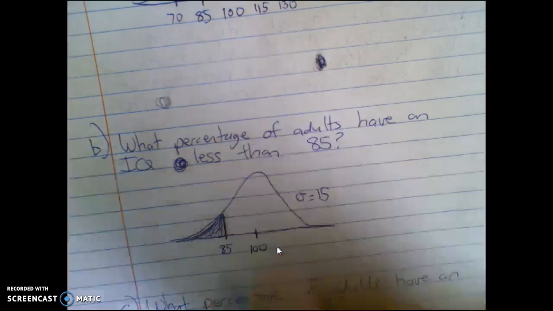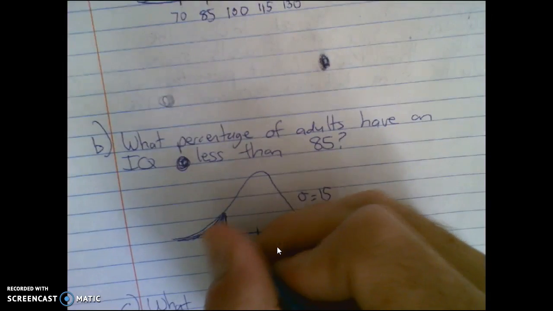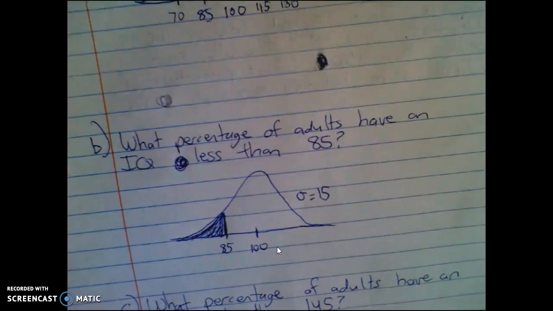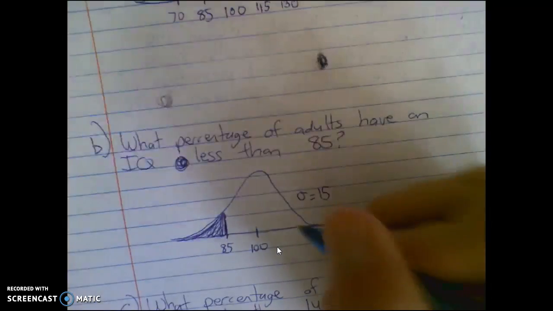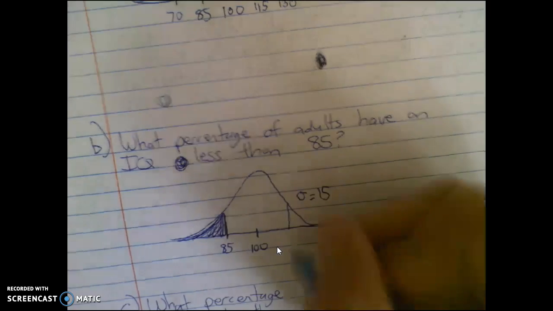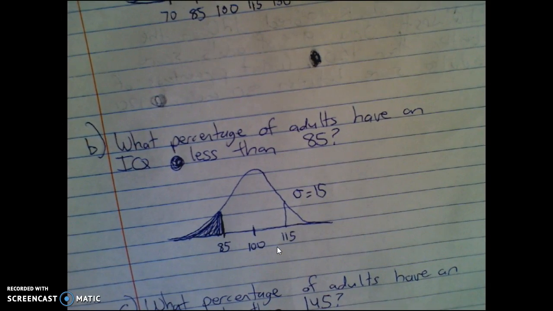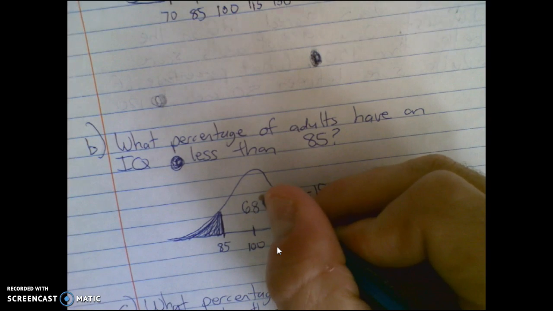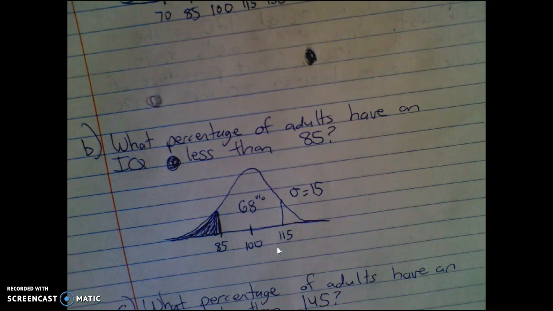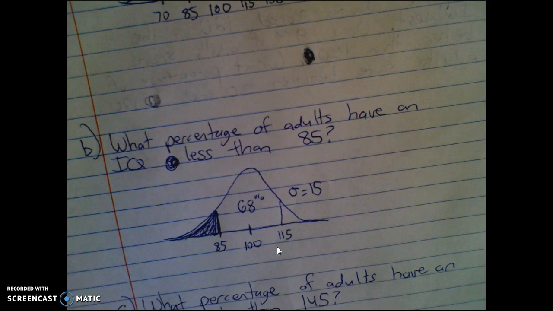Okay. So the way we have to do this, I'm going to use the empirical rule. We'll actually learn another way to do problems like this. But if I have this value of 115, I know that 68% lies within 1 standard deviation on each side of the mean. So how does that help me?